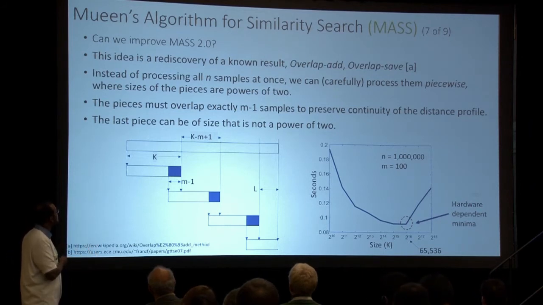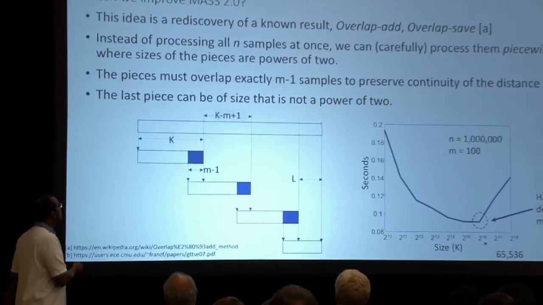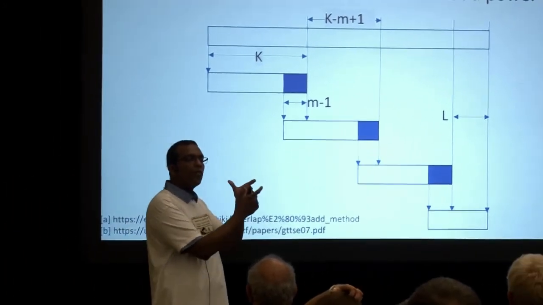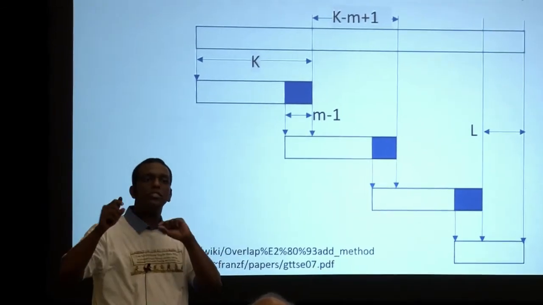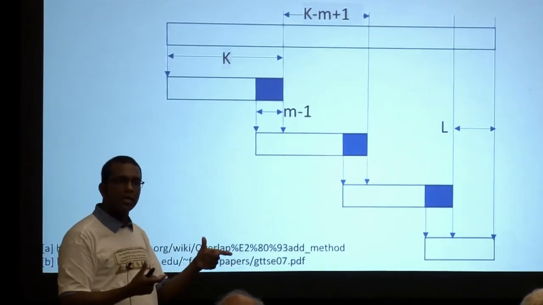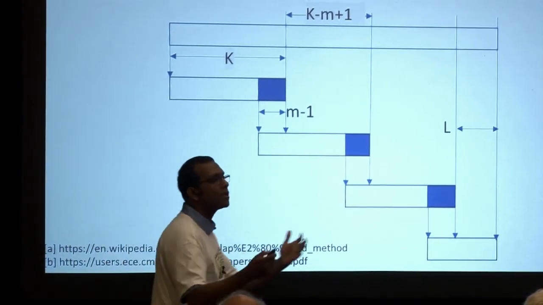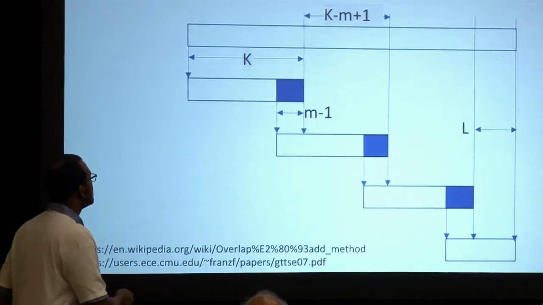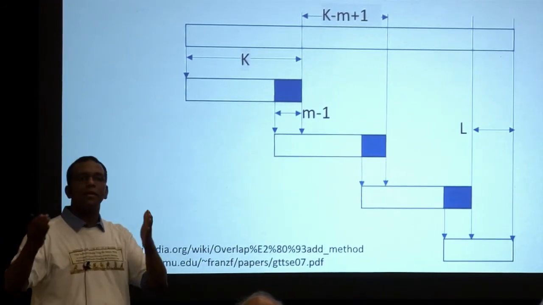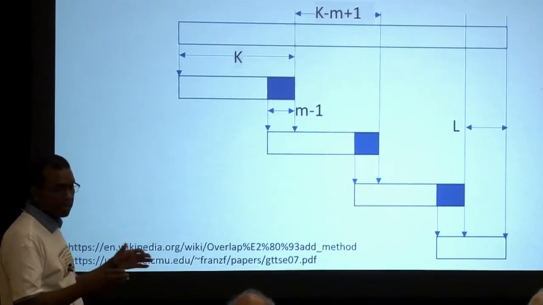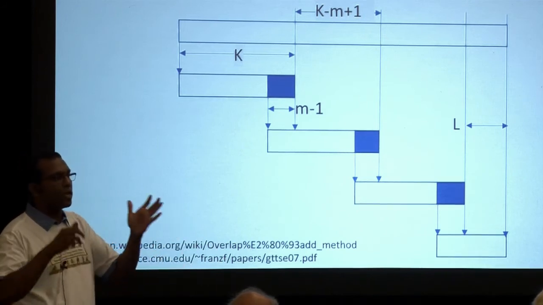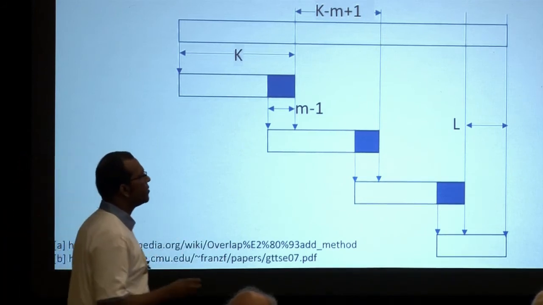You have the first piece of size k, and then the second piece of size k, the third piece of size k, and they have to overlap at least m-1 samples. Actually, exactly m-1 samples, because if you overlap fewer than m-1 samples, then you will lose some of the distances. If you overlap more than m-1 samples, you will be calculating some redundant distances. So you need to overlap them exactly m-1 samples. And obviously, the last piece can be smaller than k. It has to be smaller than or equal to k, and it can be any odd number, but we'll assume that we'll process that with the overhead of the Fourier transform.